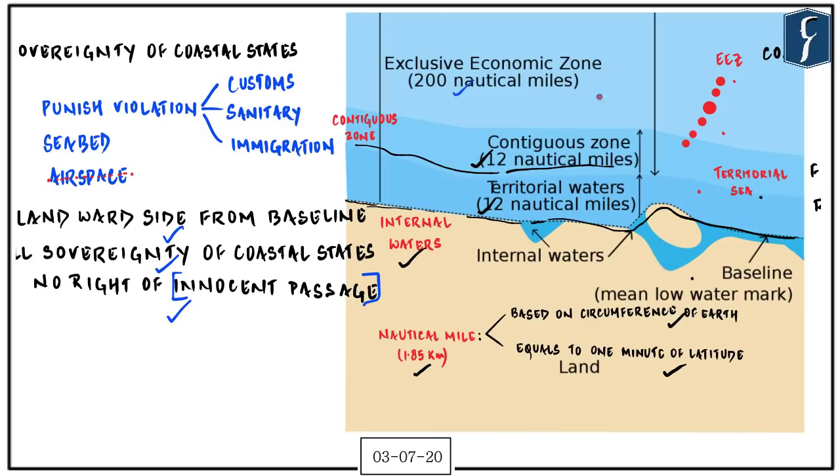And hence any foreign vessel entering into inland areas will have to take the permission of India, and they will not have a right of innocent passage. So they can't claim that they have entered and they will not do any harm. For entry into internal waters, they will have to take the permission of the coast guards.